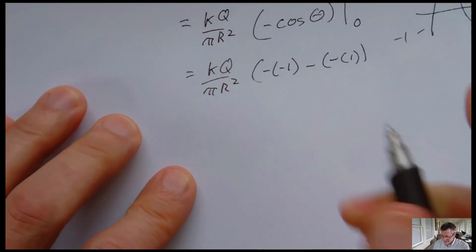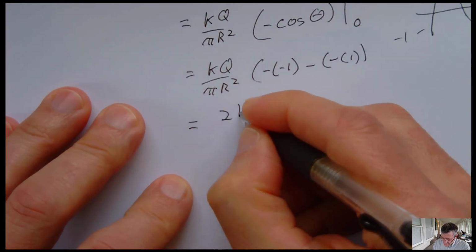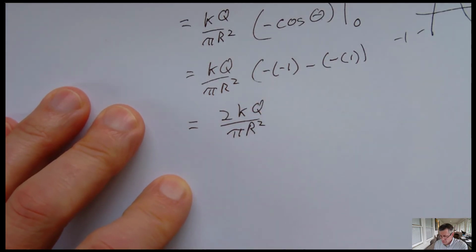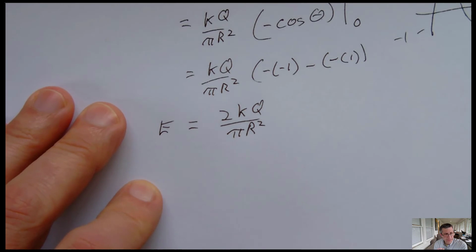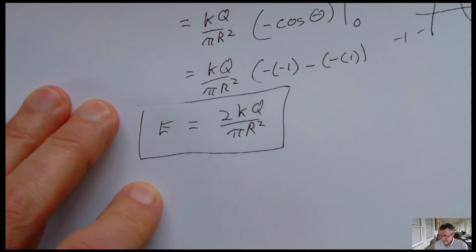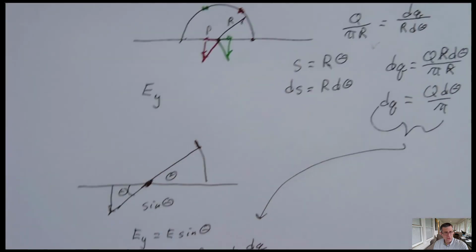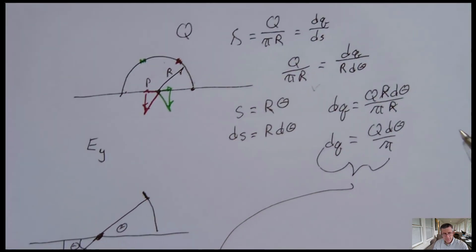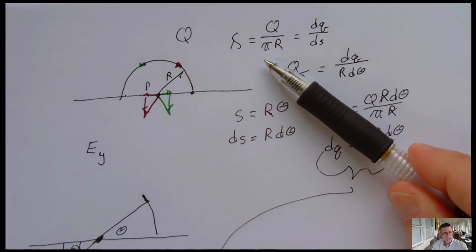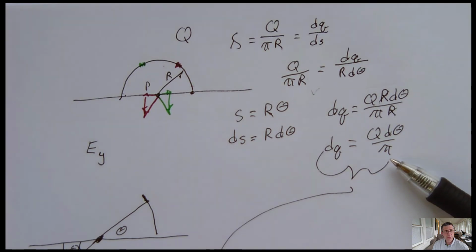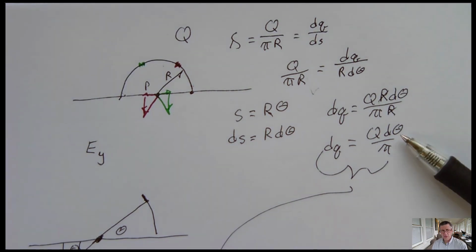So in the end, I get 2kq over pi r squared, which is the formula for an electrical field that comes from a semicircle. And key things: I used symmetry to focus just on the y components, and I used linear charge density and arc length to get to an expression for dq that involved the changing angle.